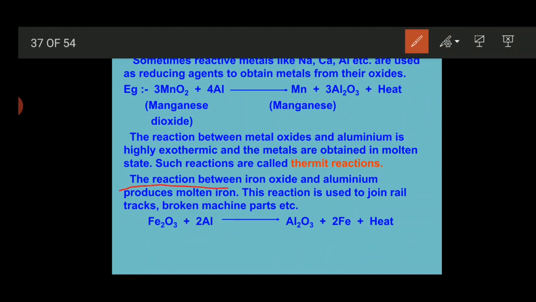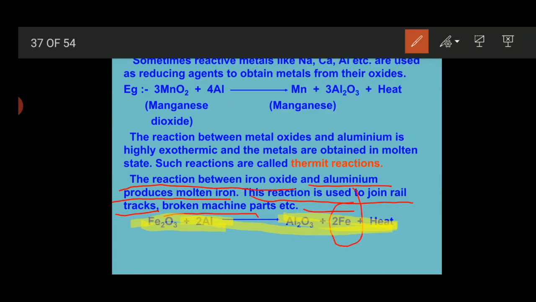Basically, the reaction between iron oxide and aluminum produces molten iron, and this reaction is used to join the tracks, broken machine parts, etc. So this reaction is most important from the board exam point of view. That is, when iron oxide is treated with aluminum metal, we get molten iron along with the liberation of heat and aluminum oxide. That's how the thermite reaction works.